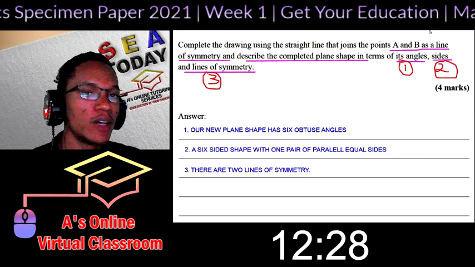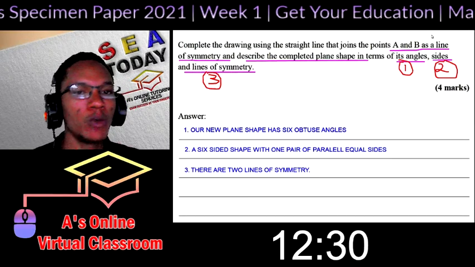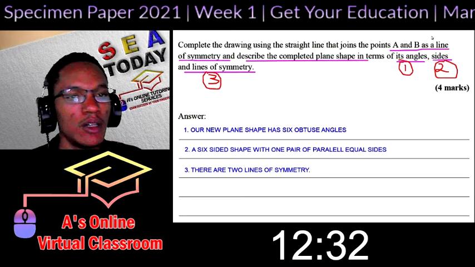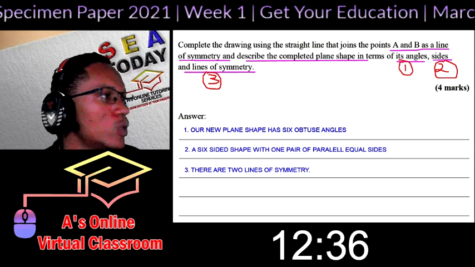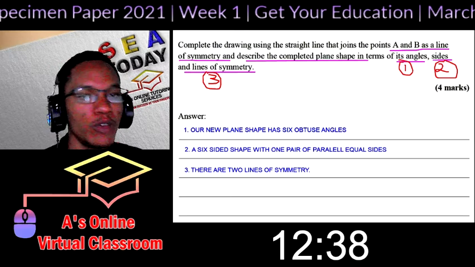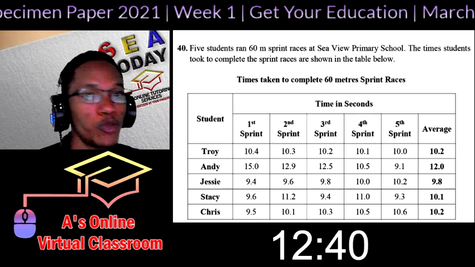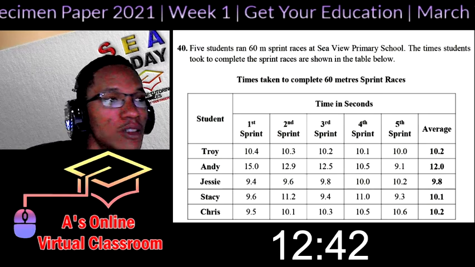Read it a couple times and get familiar with how these questions are asked and what kind of answers they're looking for by the end of the question. Alright, so we're ready for the next one. Number 40, this is our final question.